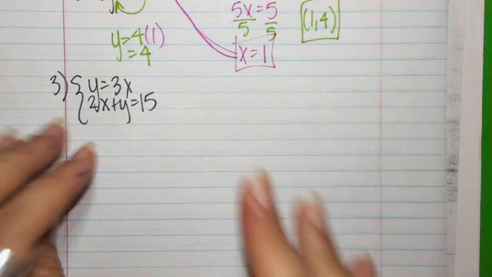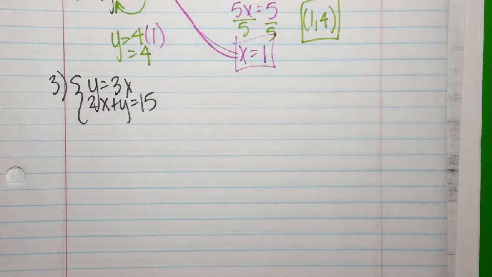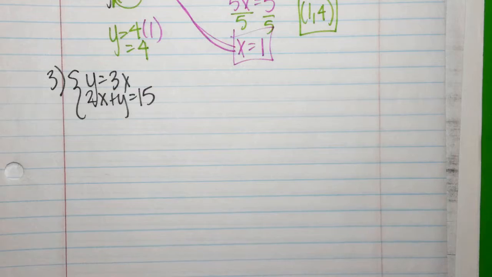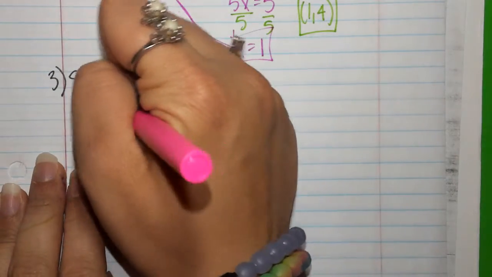Alright, so number 3 says y equals 3x, and 2x plus y equals 15. Which player is tired? Which player needs to be pulled off the field? Why does y need to be pulled off the field? It needs to be substituted. Because he's alone, he's by himself, he needs to be substituted so he can have a break. What are we going to substitute y with? 3x.